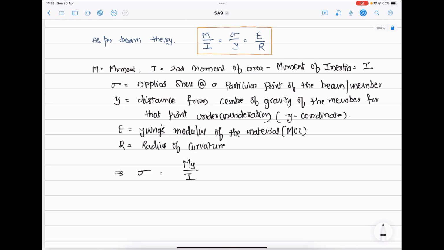This is a very important formula which is to be remembered by all of you. This concept I have explained in my previous lectures in SA6, SA5, SA4, SA3, SA7, that is structural analysis.